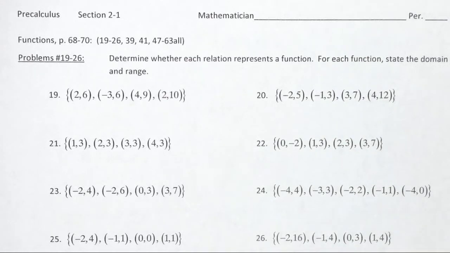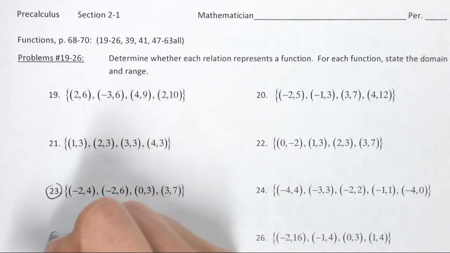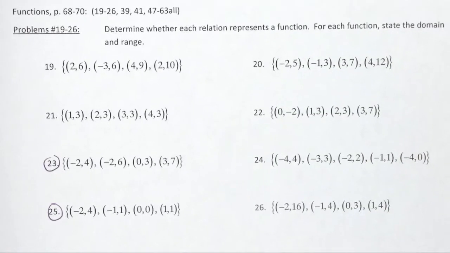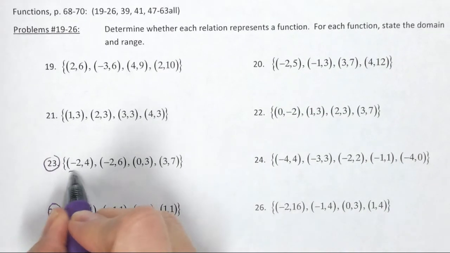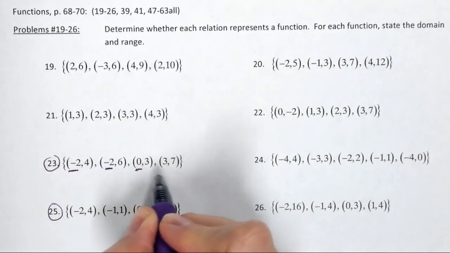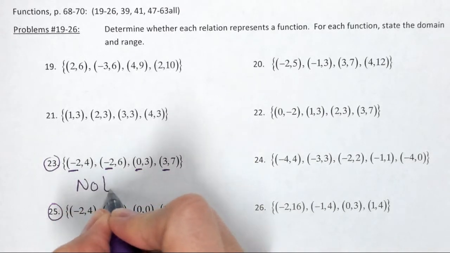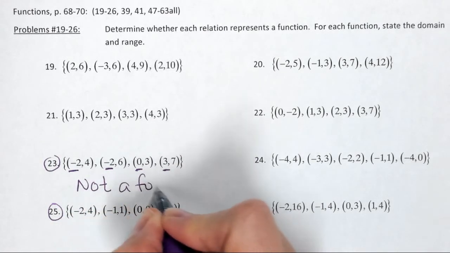Okay, so this is worksheet 2-1, and I'm going to do a couple of these with you. I'm going to do number 23 and number 25. In this section, they are asking you to decide whether it's a function or not, and then state the domain and the range. To decide if something is a function, you're going to look at your x's. If the x's repeat, it is not a function. -2, 0, and 3. So this is not a function.